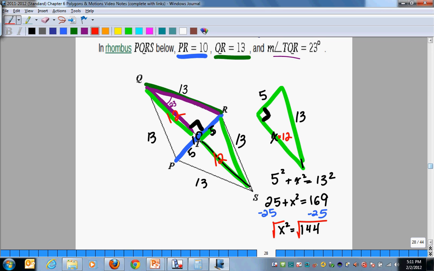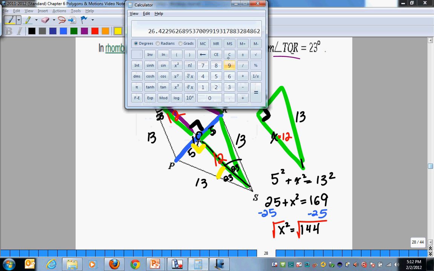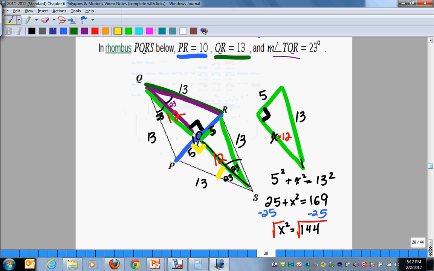So now we have all the sides. Let's see what we can do with the angles. Remember, the diagonals bisect opposite angles. So if this is 23, that means over here is 23. And since opposite angles are also equal, we're going to have 23 and 23 here. Again, we have a right angle. That's 23, so we can go 180 minus 90 and minus 23, and we get 67. That's going to give us this angle right here, 67, which is also 67, 67, and 67.